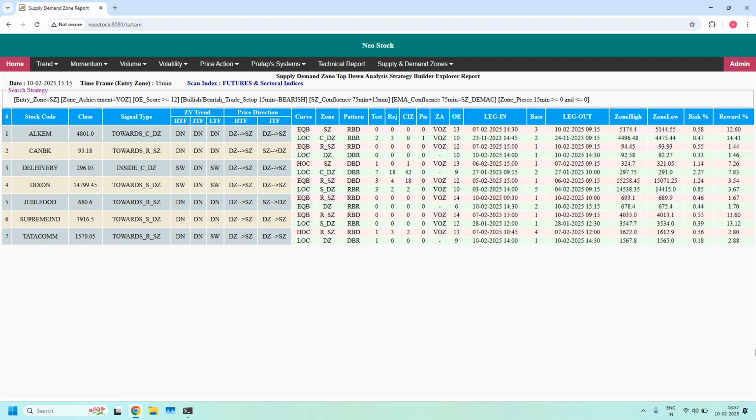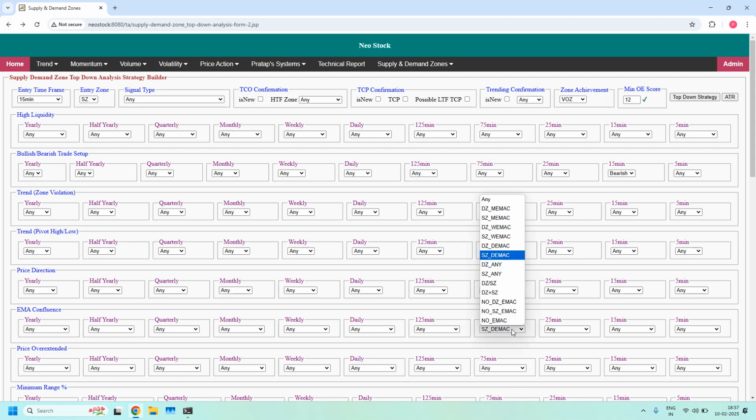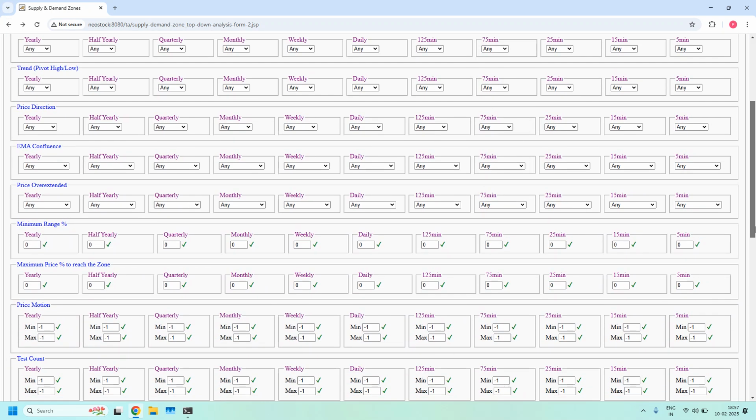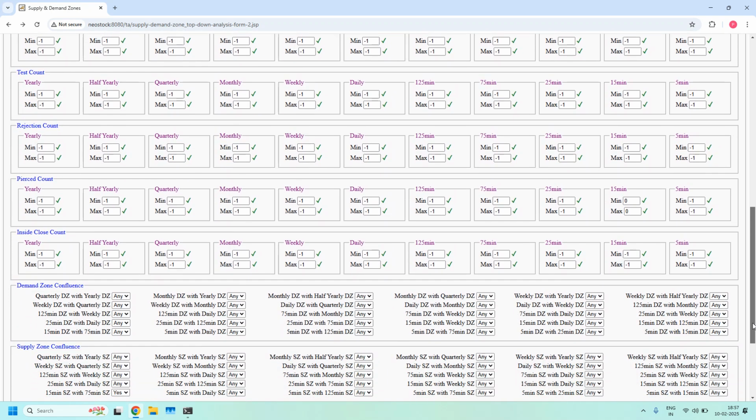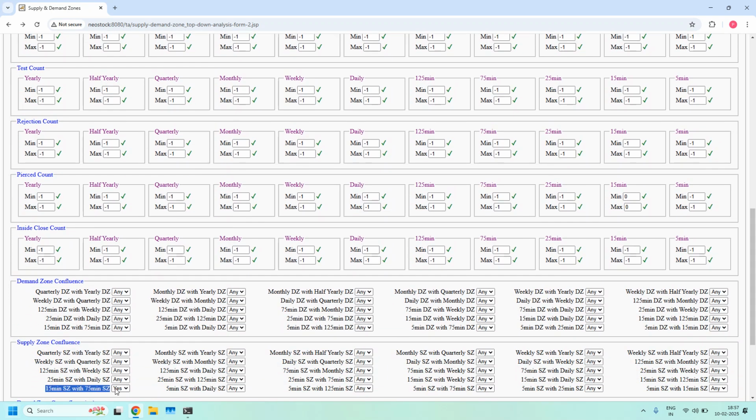apart from this filter, LTF and ITF, next filter let us apply LTF, ITF, HTF supply zone confluence. All the 3. Removing EMA filter. In the supply zone confluence, we should set 3 filters. First filter is already enabled, that is 15 minutes with 75 minutes zone confluence. Second filter, 15 minutes supply zone with daily supply zone confluence. Third filter, 75 minutes supply zone with daily supply zone confluence.